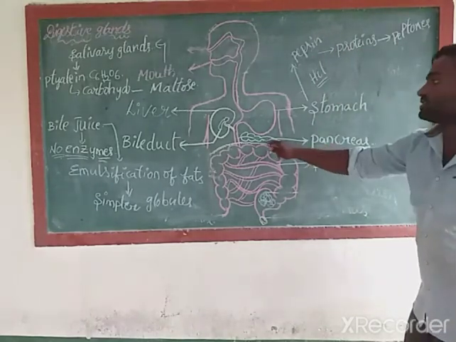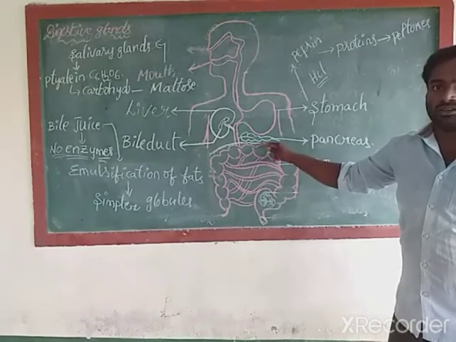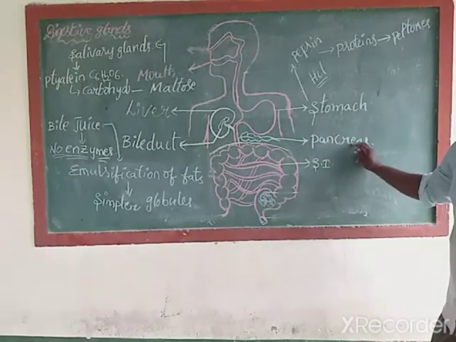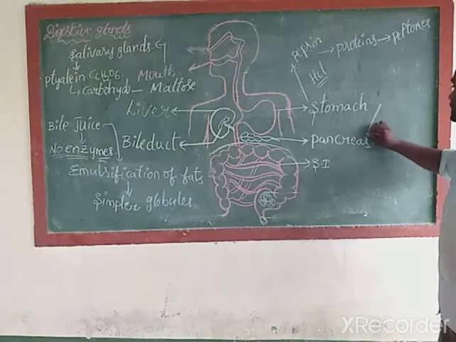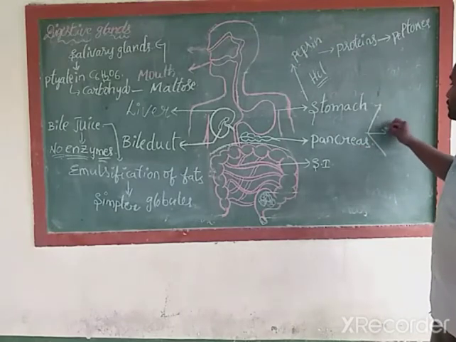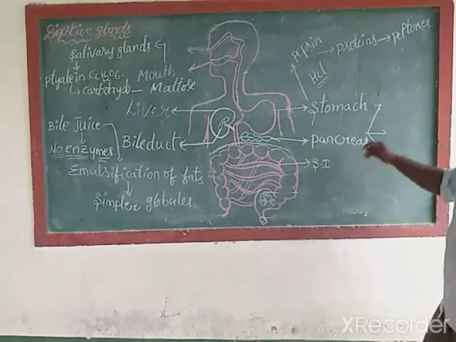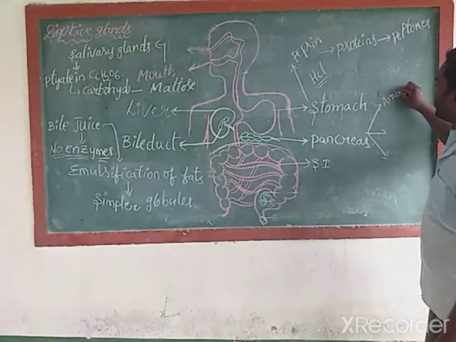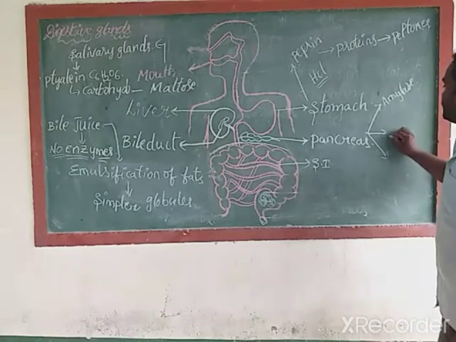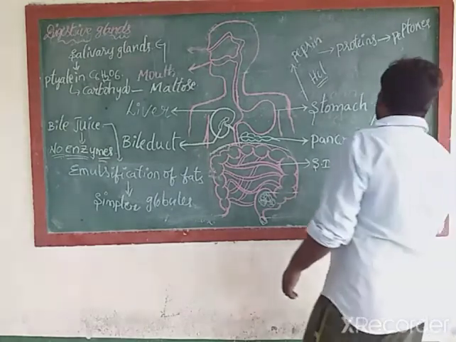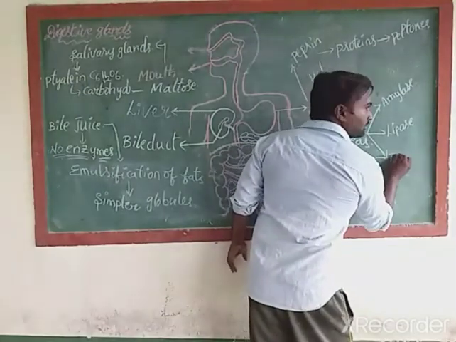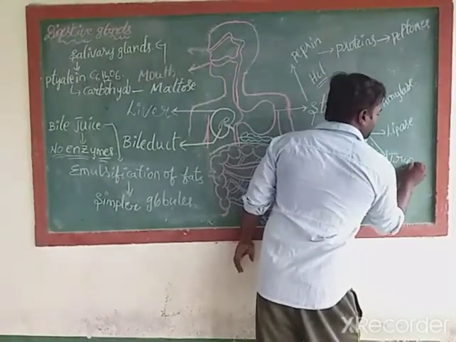Next we need to discuss a leaf-like structure present in our digestive system, called the pancreas. This pancreas releases mainly three types of juices. They are amylase, first one. Next one lipase. And the other one trypsin.